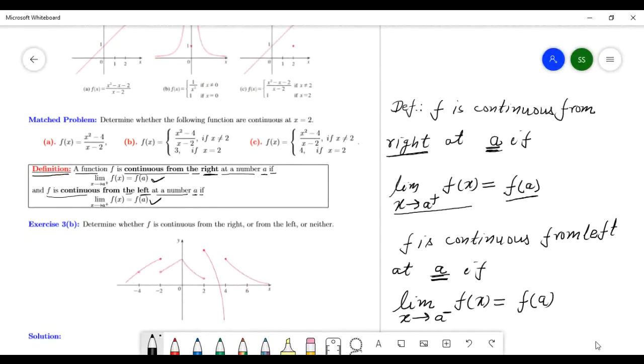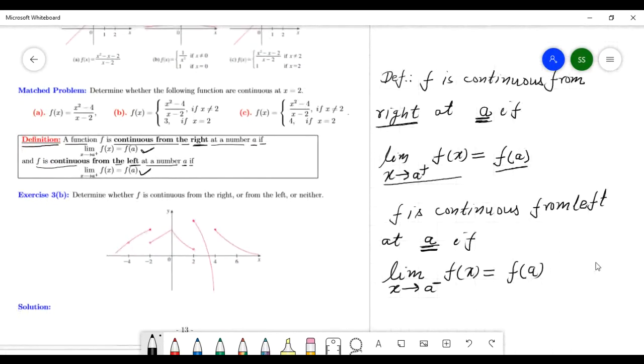function is said to be continuous from the left at this number a if this left limit, x goes to a from the left, and this equals the value of the function at a. If this condition holds, then you say function is continuous from the left at number a. Okay, from the left at number a.